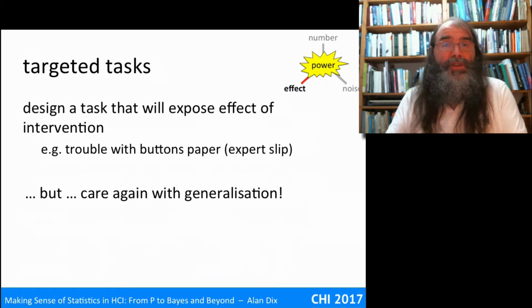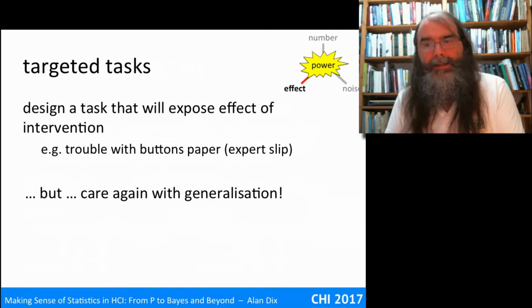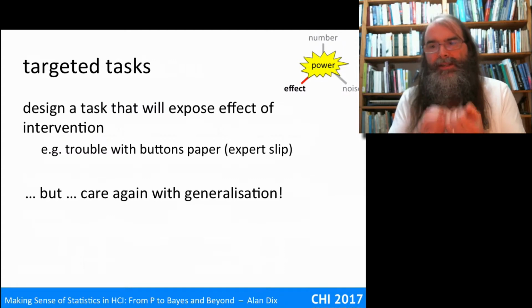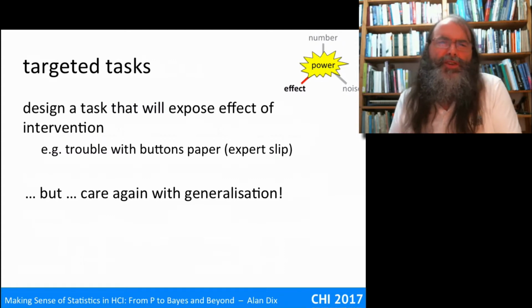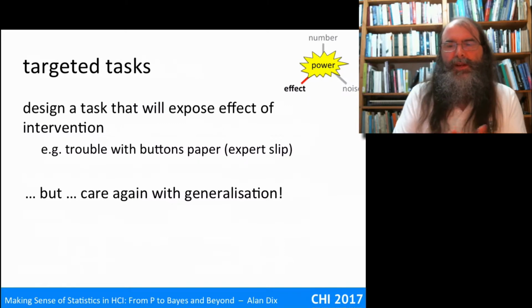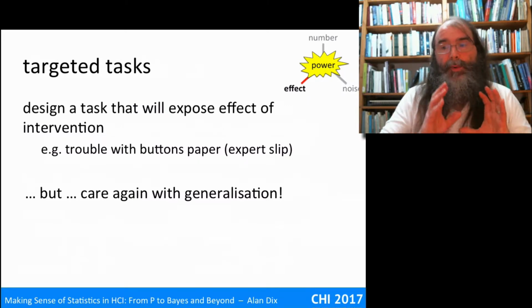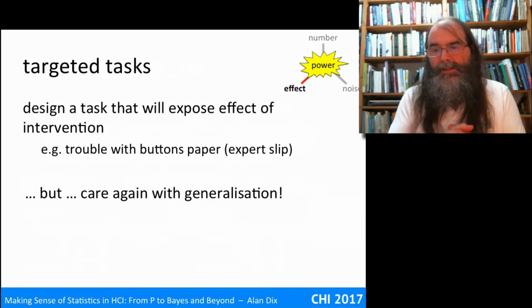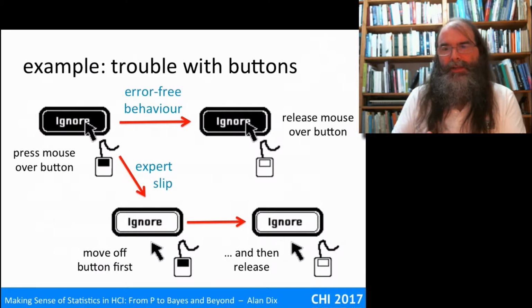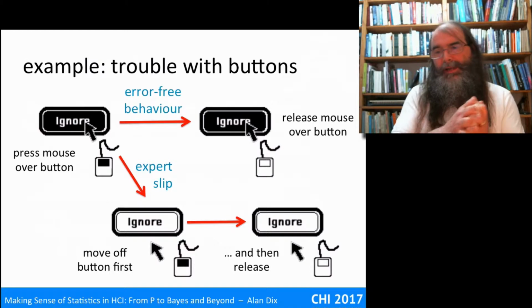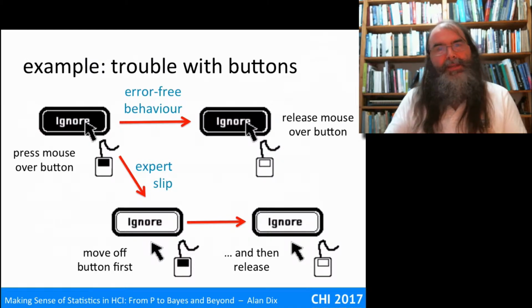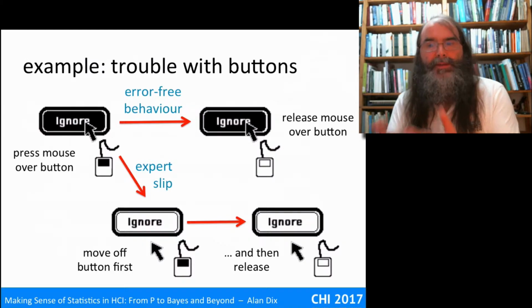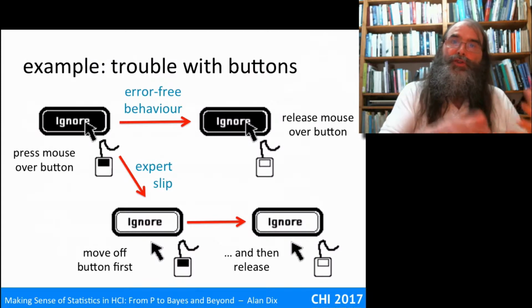Another thing you can do, which again is about increasing the effect, is to have a very targeted task. This is a bit like the targeted users in a way. You choose a task you believe will expose the effect of the intervention. Some years ago, and I'll pop it here so you can have a look at it, I did some work with Steve Brewster, who's now at Glasgow University, and he was interested in adding sound to buttons and whether that could reduce errors.